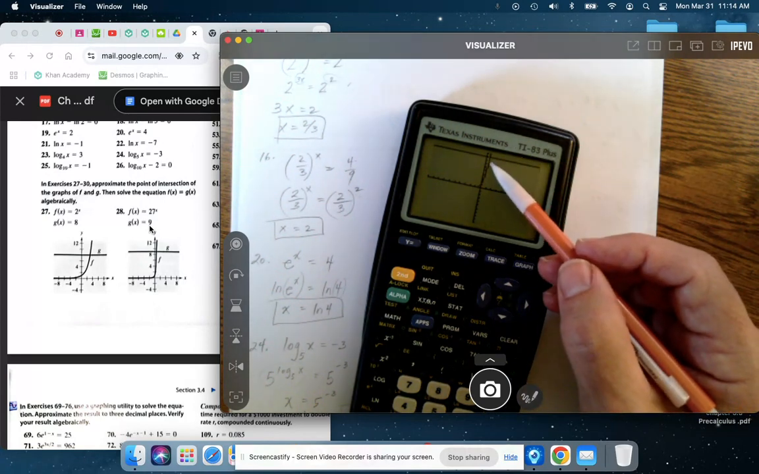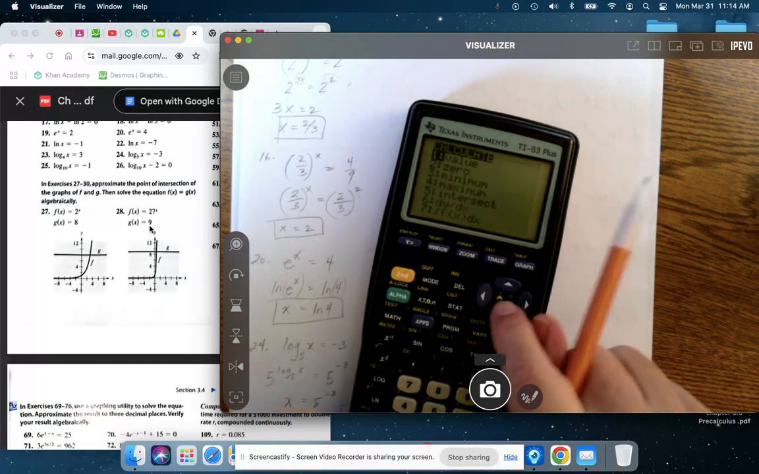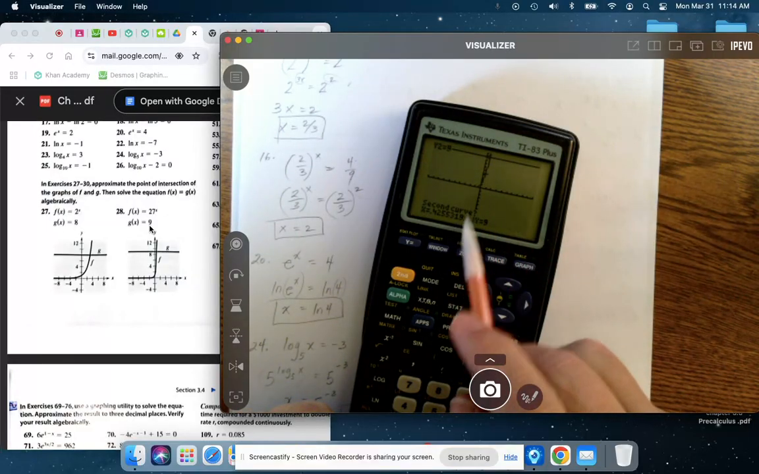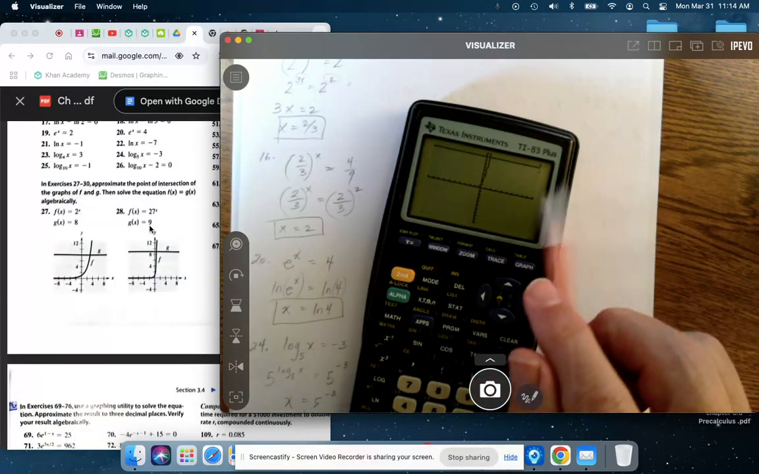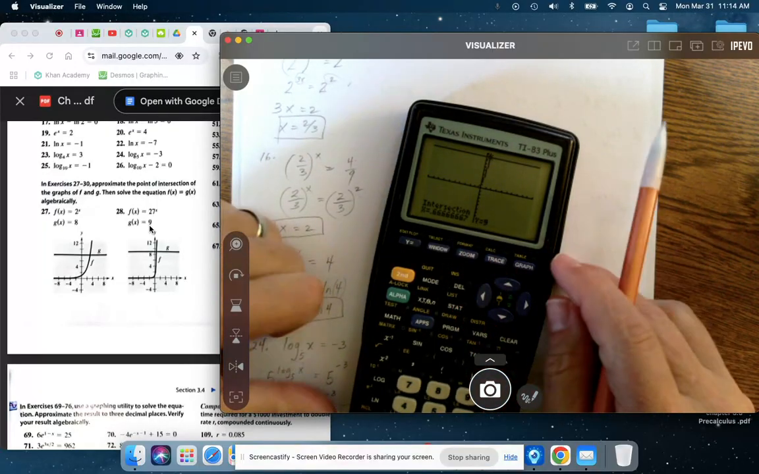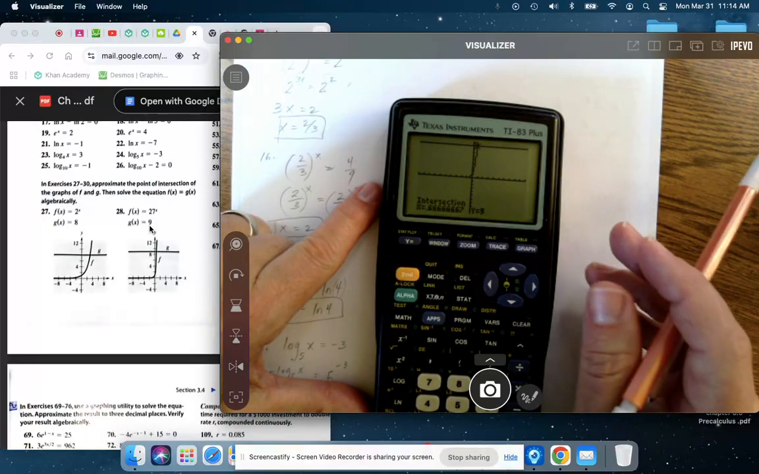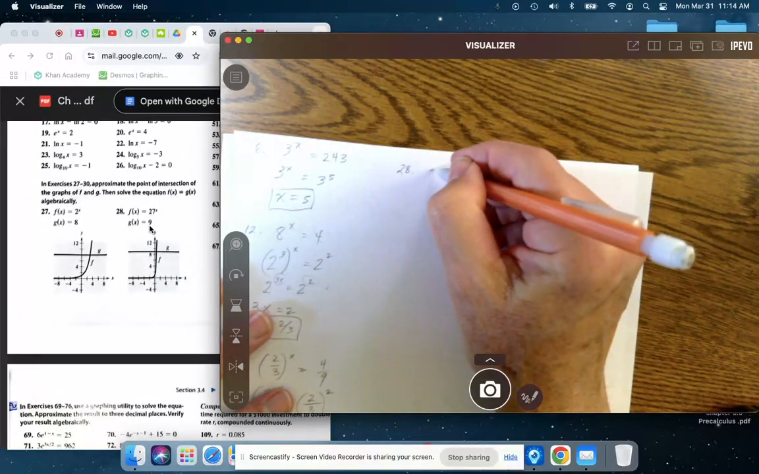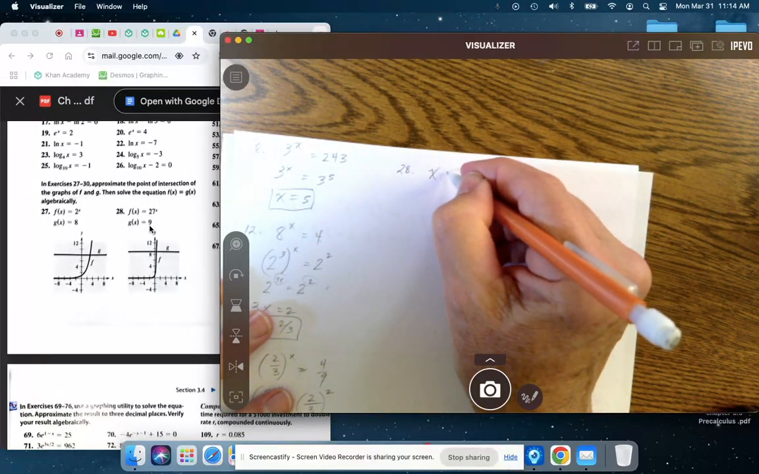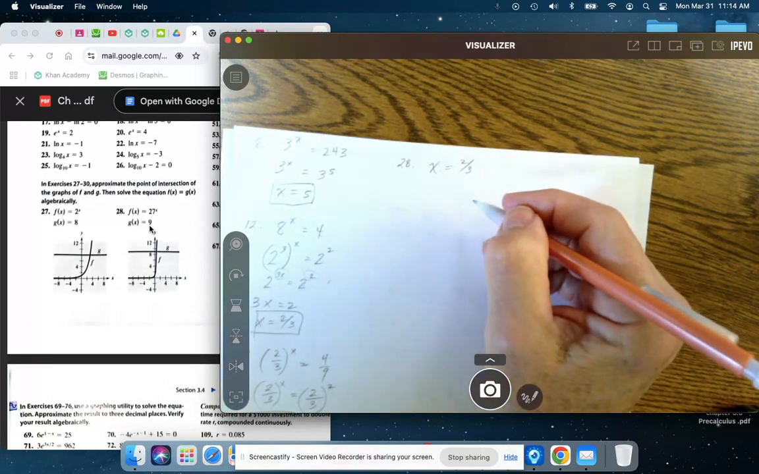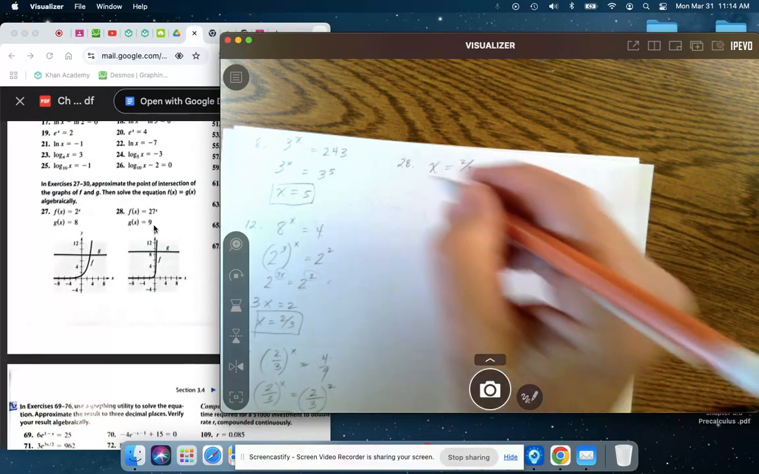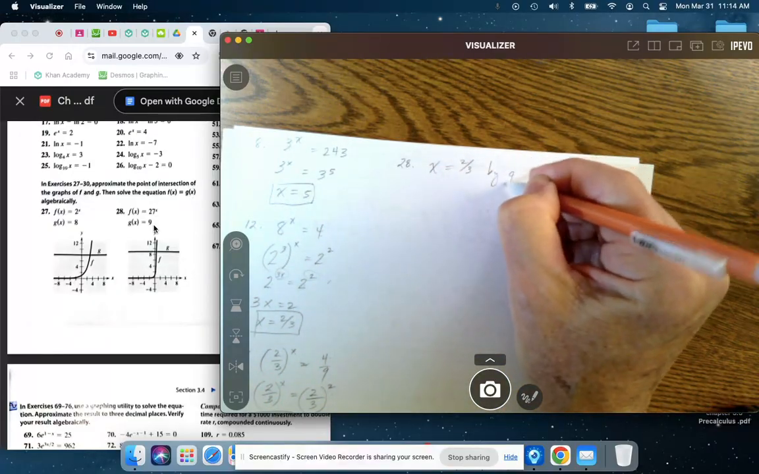Okay, you can see they intersect right up here. So I could go to second trace intersect, and first curve, enter, second curve, enter, guess, enter. And it looks like 2/3, right? So the intersection right here is x equals 2/3 for 28. Okay, so approximate the point of intersection of the graphs of f and g, then solve. So now we want to set these equal to each other and solve.